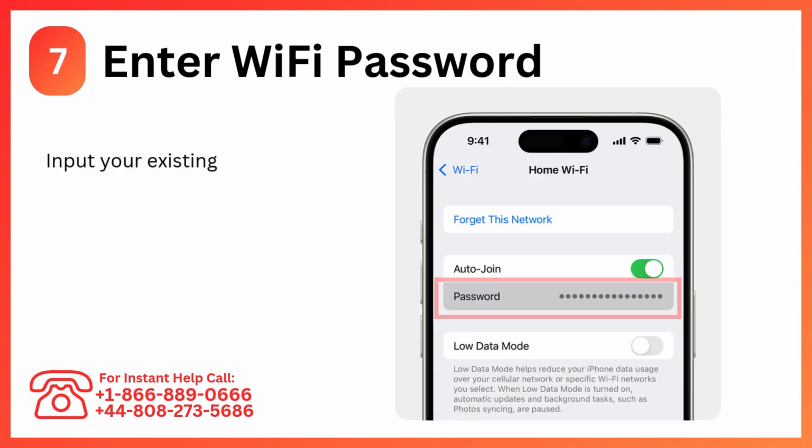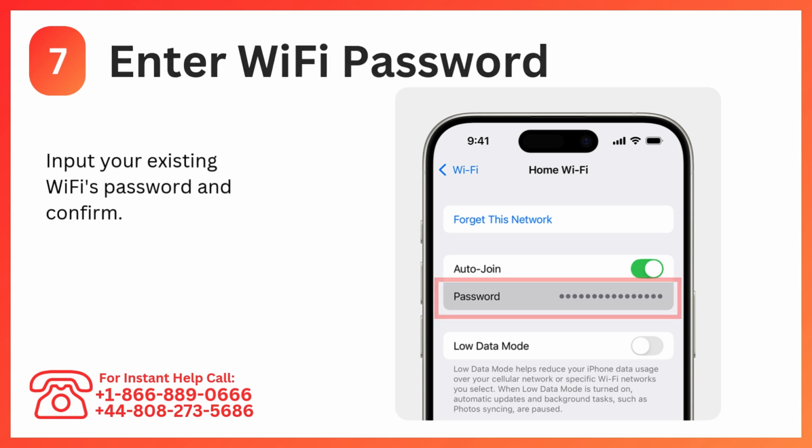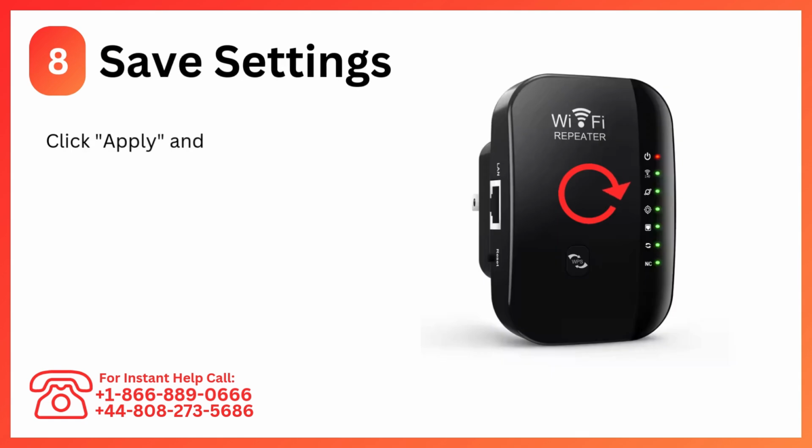Step 7. Enter Wi-Fi password. Input your existing Wi-Fi's password and confirm. Step 8. Save settings. Click Apply and wait for the repeater to reboot.